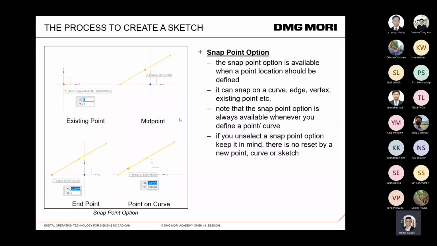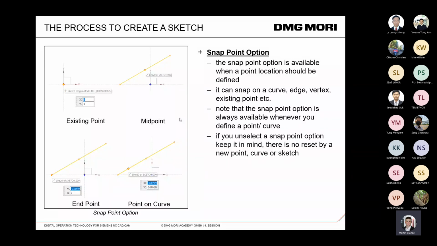Next point. Now, as you can see on the left side, we create one line, for example. Now we want to create a second line, and this second line should be in relation to the first line. And now we want to select this first line. And with the snap point option, you have the possibility to define where you want to select a point on a curve.